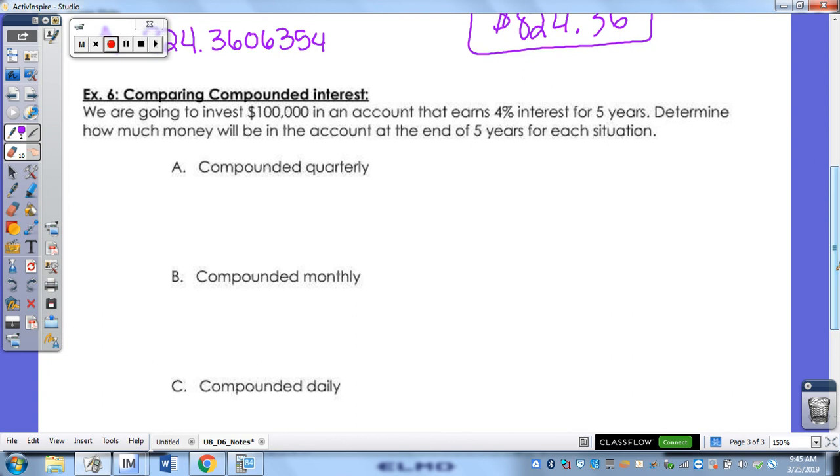So looking at our last one, we're going to compare our compounded interest. So we're going to start with $100,000 in an account that earns 4% interest for 5 years. Determine how much money will be in the account at the end of the 5 years for each situation. So we're going to start with compounded quarterly. So that's going to be P times 1 plus R over N to the NT power. That's actually the same formula we'll use for B. That's the same formula we'll use for C. D is going to change though because that's compounded continuously.